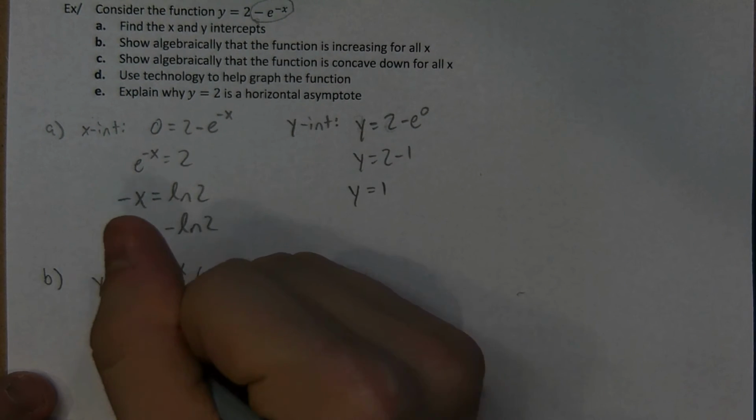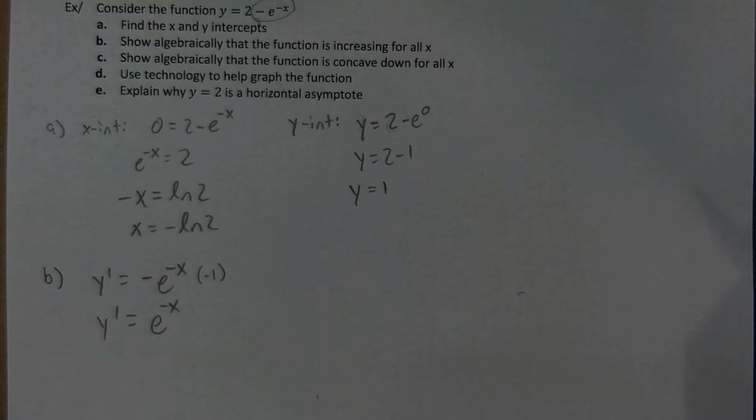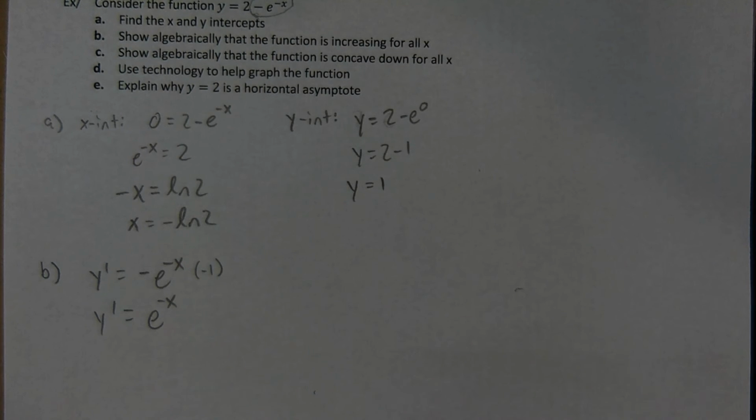So y prime is e to the negative x. Well, e is a positive number. It's not a pretty number, but it is positive. So it doesn't matter what power you raise a positive number to, because you're always going to get a positive number as a result. So there you go. You have just shown algebraically that this function is always increasing. No need for a sign diagram.